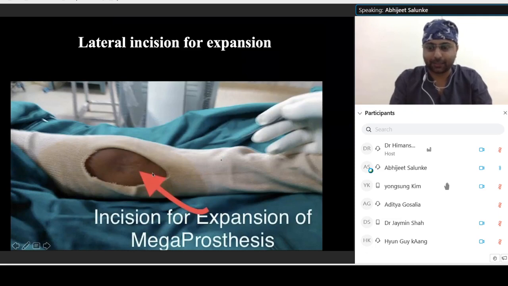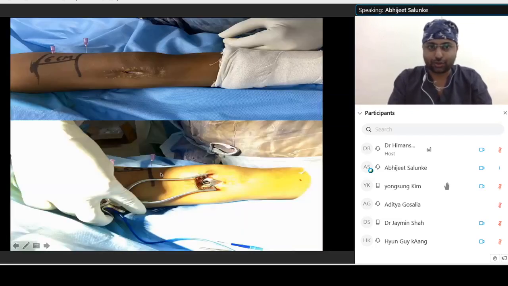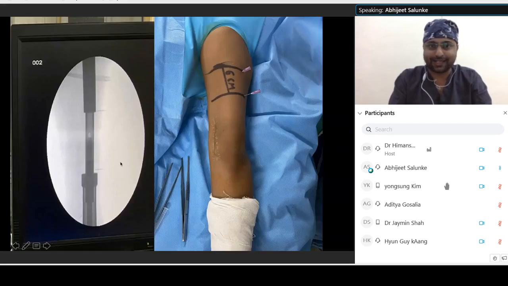It is a lateral expansion scar. So this is our expansion technique. We put two needles, mark the expansion, and this is a screw. And this is how it is expanding. So this is the part which is expanded, and we can appreciate the scar here.